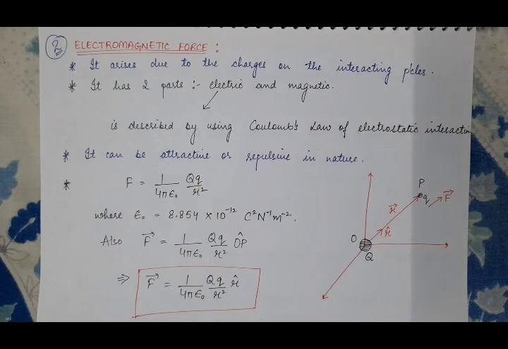Then the second one is our electromagnetic force. It arises because of the charge on the particles. If the two interacting particles have charge, then they will have electromagnetic force between them. As the name indicates, electro means electric and magnetic means magnetic, so it has two parts. But the magnitude of the electric part is larger than the magnetic part. That's why we always take into account the electric field vector instead of the magnetic field vector in case of electromagnetic forces.